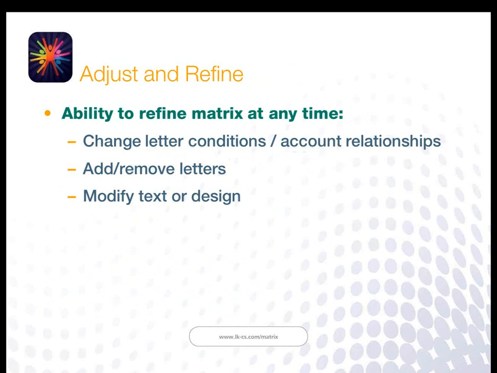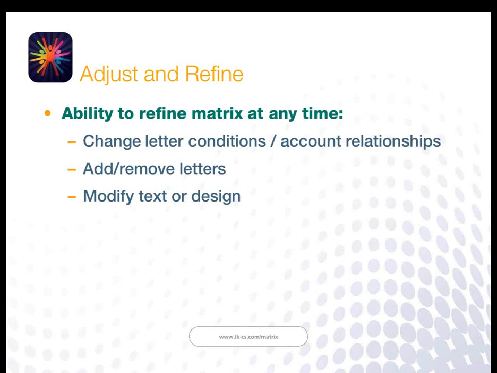At the same time, you may be adding additional products and services, you may be merging with another institution, you may be opening another branch. Any of those types of things will affect what you're doing with your matrix campaigns. So you may want to change the letter conditions and the different people, the logic associated with who's getting those.